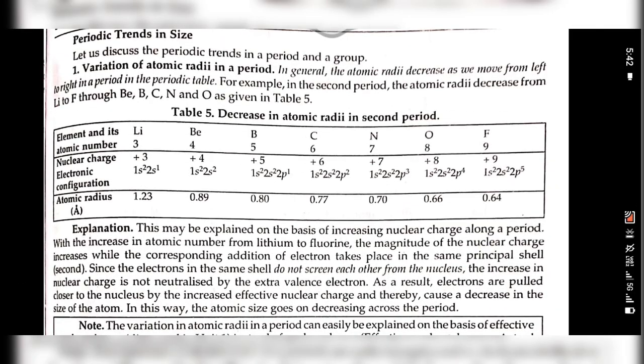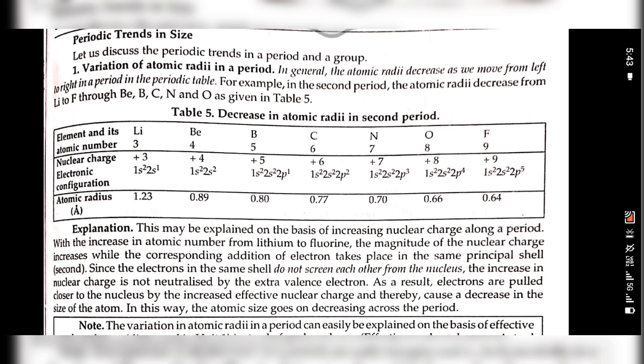Periodic trends in size. Let us discuss the periodic trends in a group and a period. Variation of atomic radii in a period. In general, the atomic radii decrease as we move from left to right in a period in the periodic table. For example, in the second period, the atomic radii decrease from lithium to fluorine through beryllium, boron, carbon, nitrogen, and oxygen. This could be explained on the basis of increasing nuclear charge along a period.